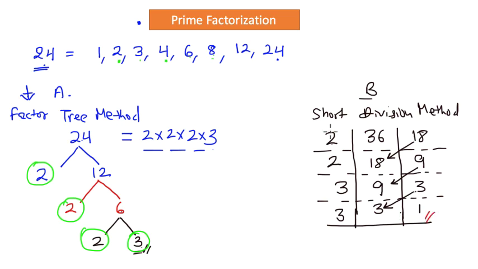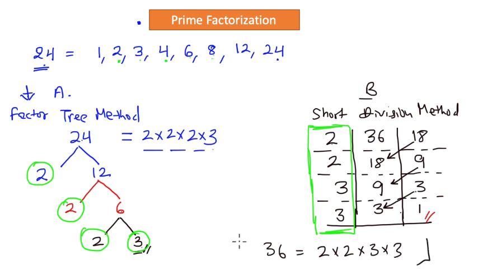Now what you have is a nice list of all of these divisors, and you can say that 36 can be written as a product of all of these divisors, right? 2 times 2 times 3 times 3. And this is how you obtain the prime factors of this number 36 using the short division method.